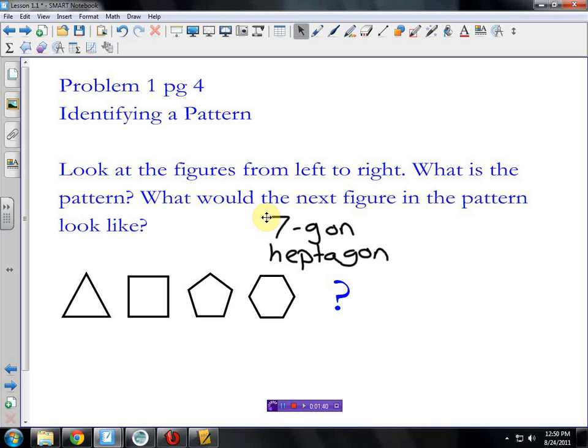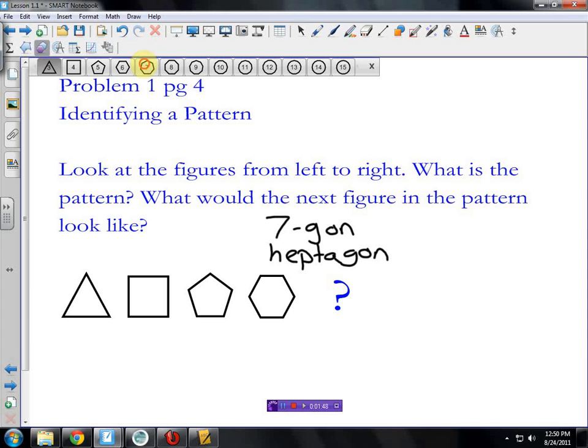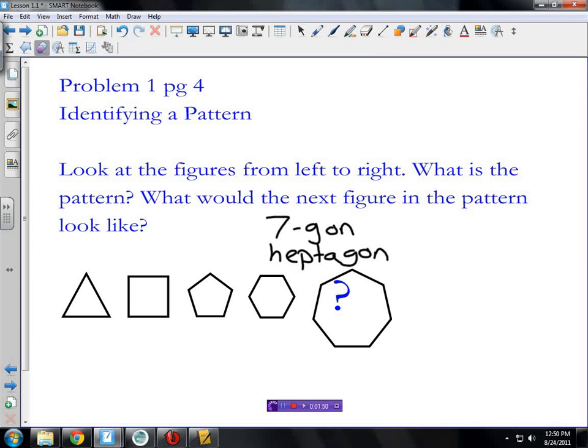And I can draw perfect heptagons, right? There you go. That's a perfect heptagon, right? 7 sides on it. It looks really good. Right? So this is identifying a pattern. We saw something that was reoccurring. We predicted the next one in the sequence.